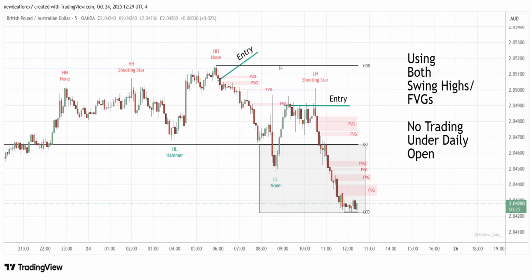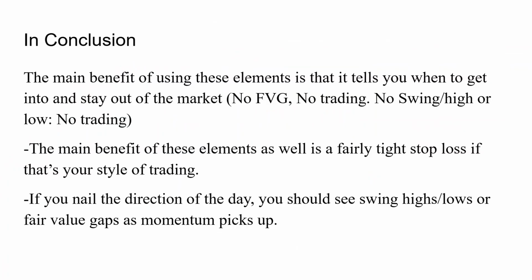So the swing highs should always hold and fair value gaps should always hold. Your stop loss should go slightly outside of either one of those. If it breaks, then the trade's invalid and you need to get out. And if you nail the direction of the day, you should see swing highs or swing lows develop as momentum picks up.